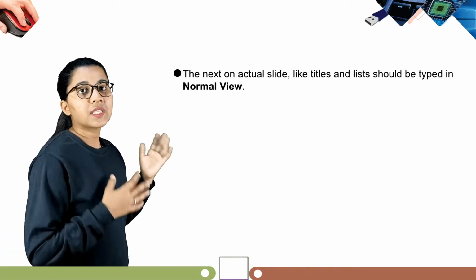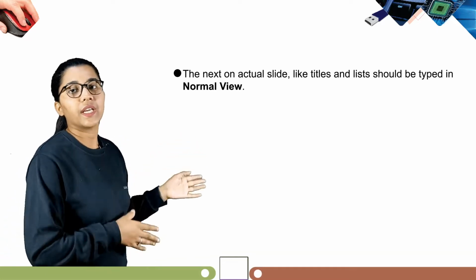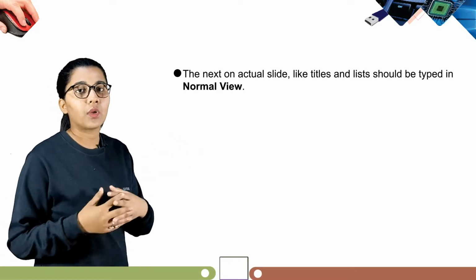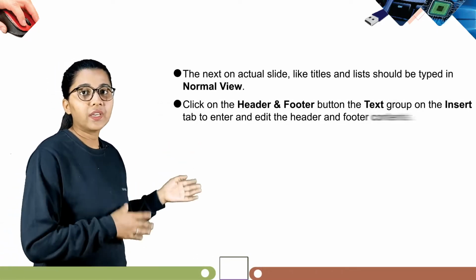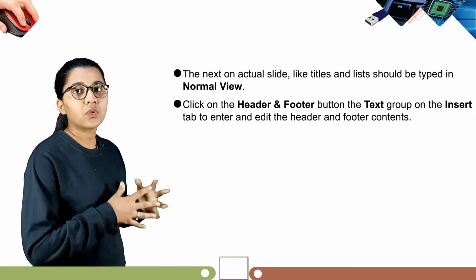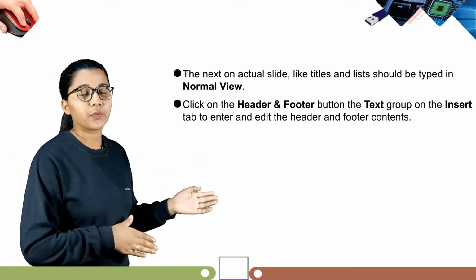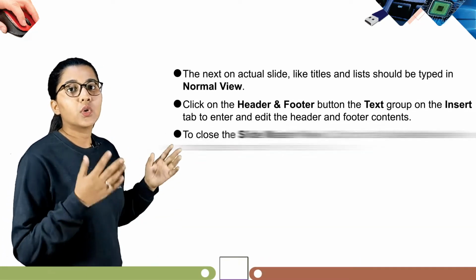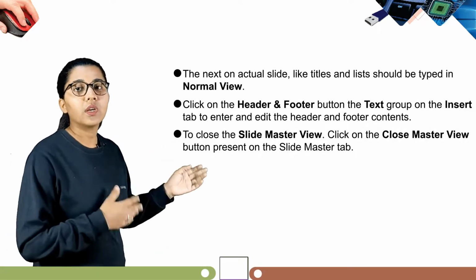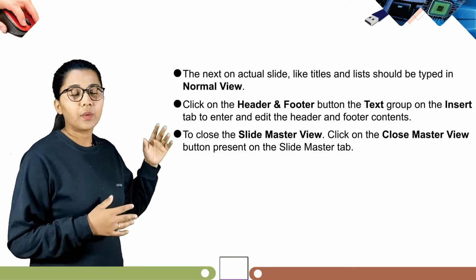Next, on the actual slide, the title and list should be typed in normal view. Click on the Header and Footer button in the Text group on the Insert tab to enter and edit the header and footer contents. Next, to close the Slide Master view, click on the Close Master View button present on the Slide Master tab.